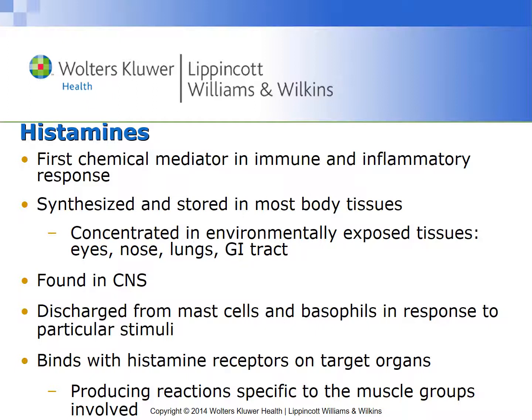Increased secretion of mucus glands also happens, and stimulation of sensory peripheral nerve endings happens, and that causes pain and pruritus, which is itching. Dilation of capillaries in the skin happens, and this will cause flushing. Now, the H2 receptors primarily affect the GI tract, the gastrointestinal tract.